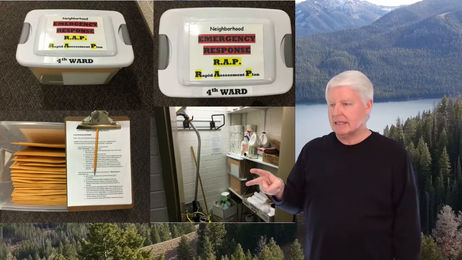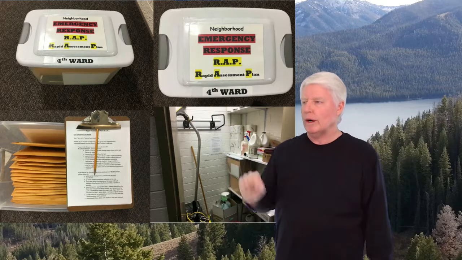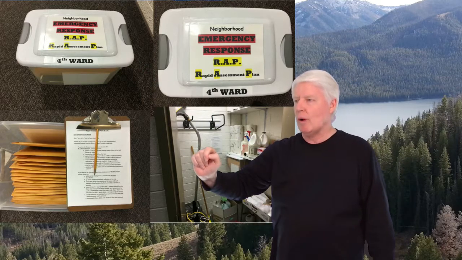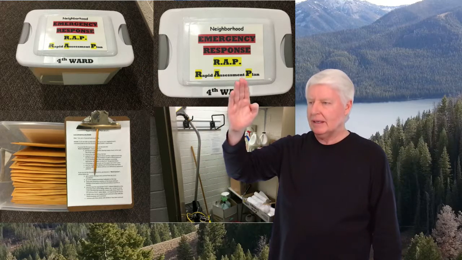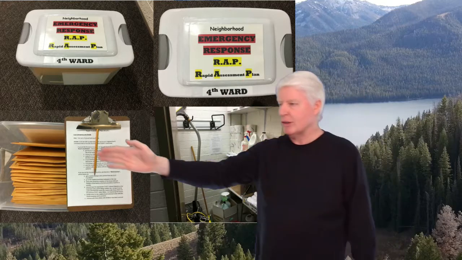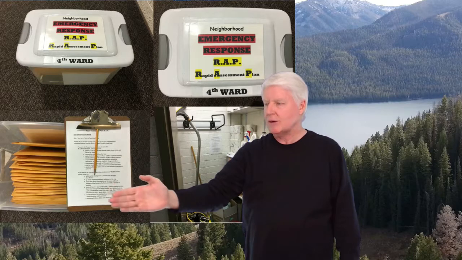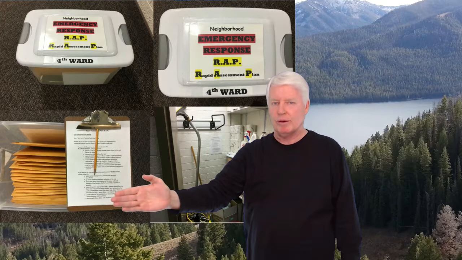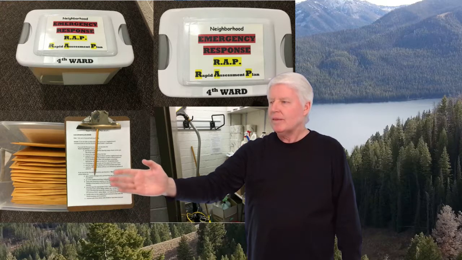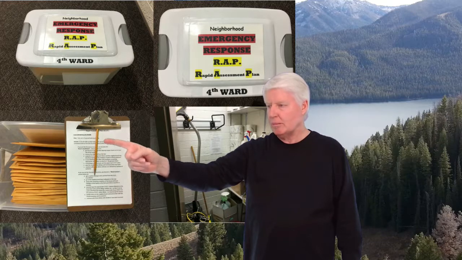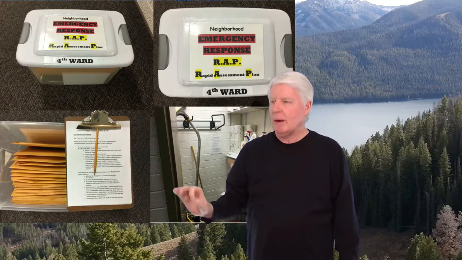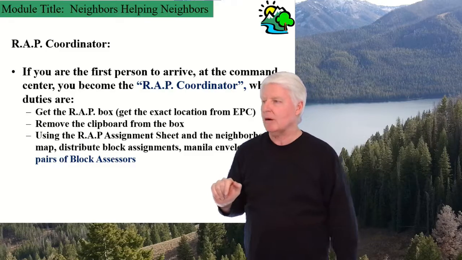You can see that it's in a storage closet. There they are right there. I pulled one of these out for you, and it has right on there RAP, Neighborhood RAP. You take the lid off, and there's a bunch of envelopes in here and a clipboard. On the clipboard, it gives you instructions of everything I'm going over right now. So it will be there for you with the clipboard and the pencil, and you'll be ready to go. Everything should be ready to go for you.